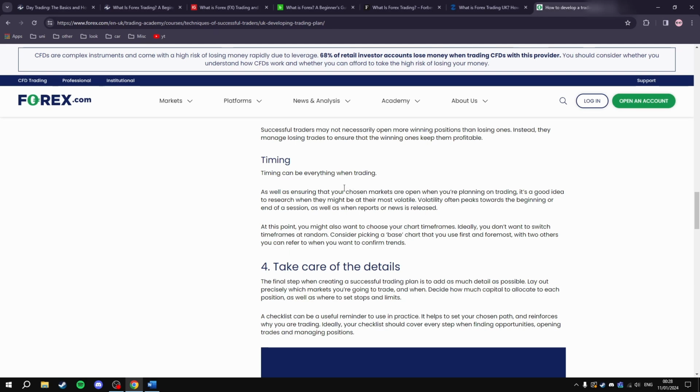At this point, you might also want to choose your chart time frames. Ideally, you don't want to switch time frames at random. Consider picking a base chart that you use first and foremost, with 2 others you can refer to when you want to confirm trends. Chart time frames.